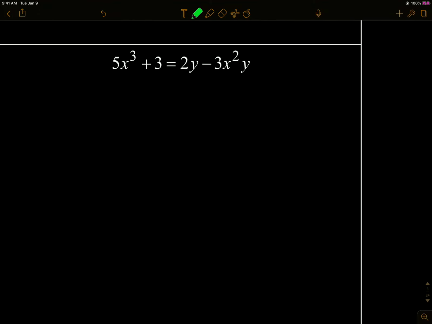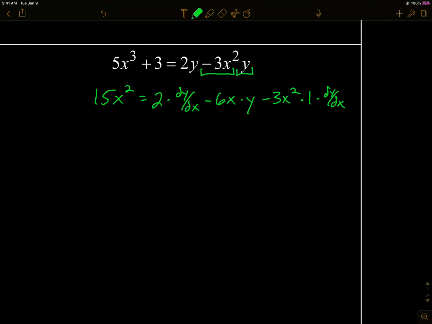Let's look at the next one. So I got 15x squared dx/dx. Don't show that. The derivative of 3 is 0. Then the derivative of 2y is 2 times dy/dx. And then I've got a product rule again here. My first is negative 3x squared. So the derivative of negative 3x squared is negative 6x, dx/dx I don't show, times y. And then I recopy my first, negative 3x squared, times the derivative of y, which is 1, times dy/dx, because I took the derivative of a y there.